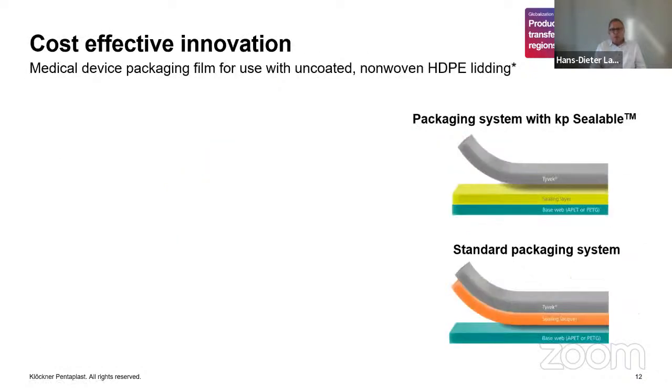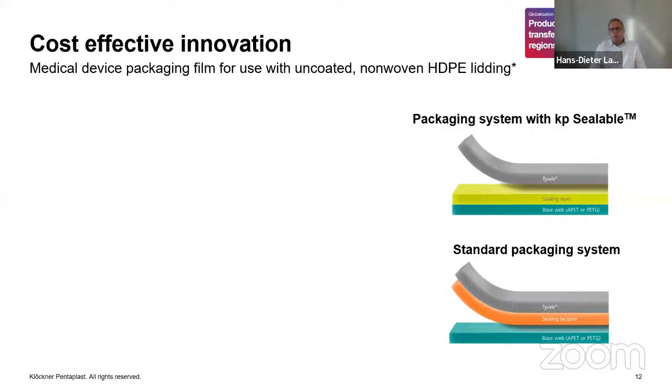Cost-effective innovation. In the standard packaging system we have today, there is a base web, for example an APET or a PETG, and then you use Tyvek or paper together with the sealing lacquer. The Tyvek is lacquered, and at the end of the day, after forming and filling, it is sealed to the base web. KPC label is a little different. You already have a sealing layer on the base web, which means this packaging material can be sealed directly against Tyvek. And we are talking here about rigid films.